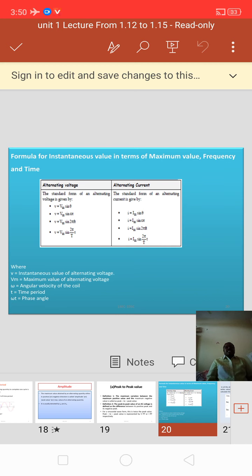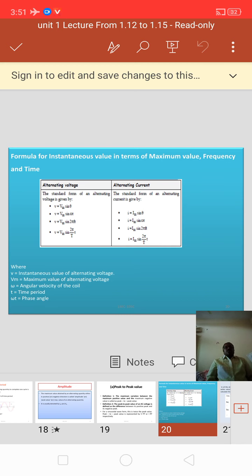Now we change the radian value, that is the omega value, in terms of frequency as well as time period. So V equal to Vm into sine of 2 pi f t, and for alternating current, I equal to Im into sine of 2 pi f t. V equal to Vm into sine of 2 pi f t, where f can be written as 1 by T, so it becomes 2 pi by T into small t.